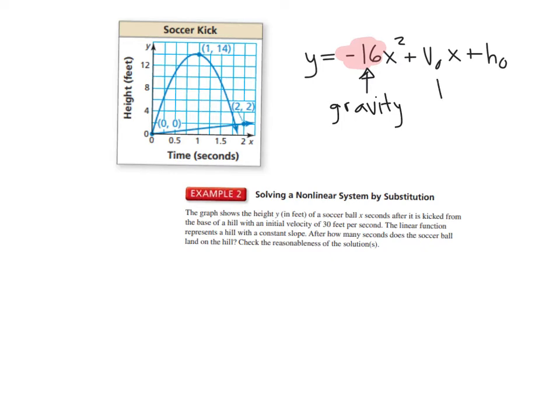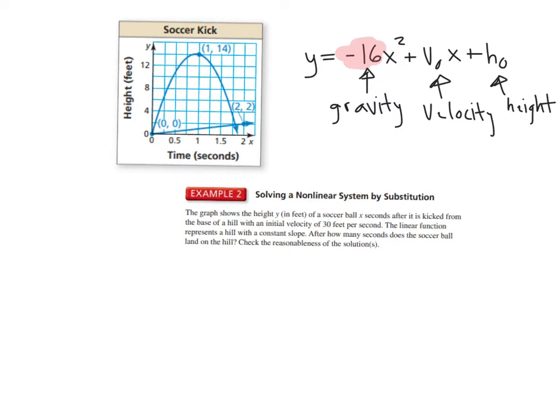Now, the initial velocity is left open, as well as the initial height, because we don't quite know what the velocity is. It depends upon the problem. And we don't know the height at which the object starts until we are told at which height it starts. So these components you have to find out within the problem itself.